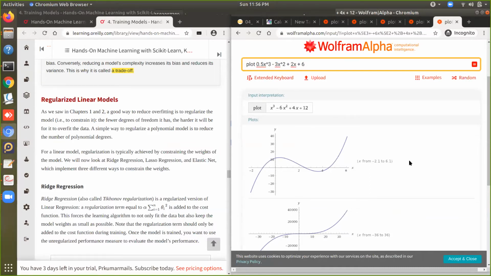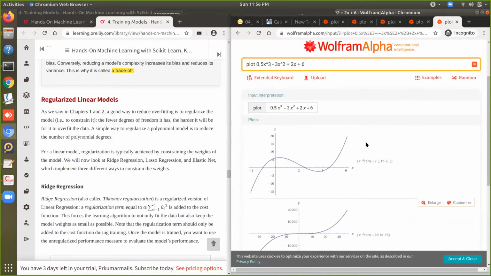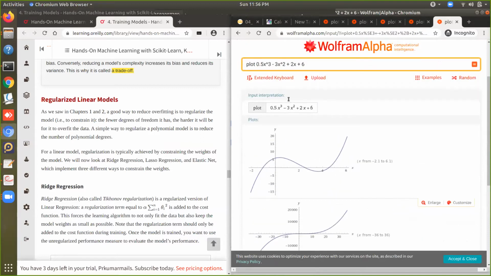So this is what happens when we do the minimization, when we do the optimization: we will try to represent the coefficients using smaller numbers. So here we can find the same graph. This is also the same graph. It varies from -2 to 6.1. This varies from -20 to, but the coefficients here are lesser. The numbers are very small: 0.5, -3, 2, and 6.